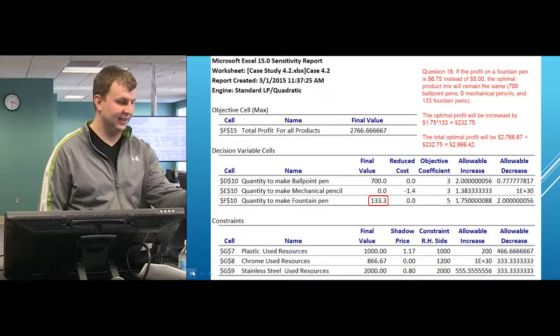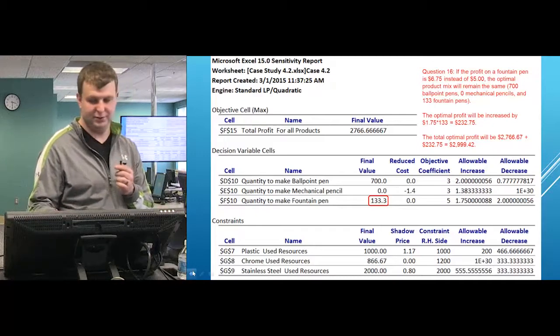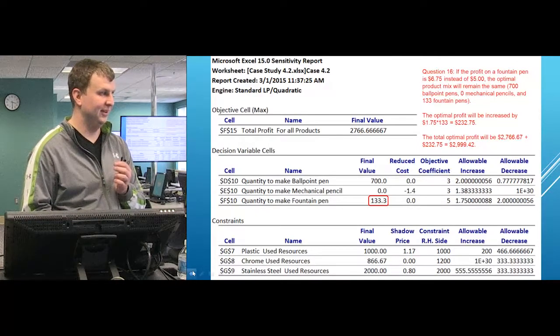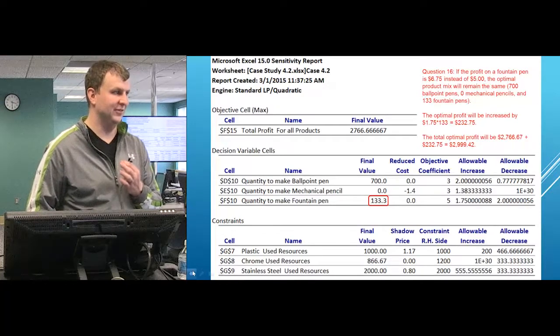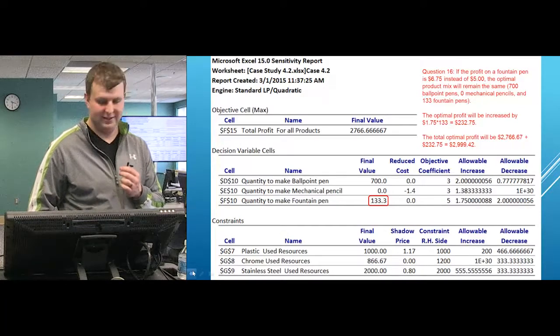Okay, good. And that's due to the fact that if we reran the sensitivity report, the allowable increase would be 0. If you rerun it, the allowable increase will be 0. So that would tell us right there that we have alternative solutions. Yes, exactly. Okay, good.